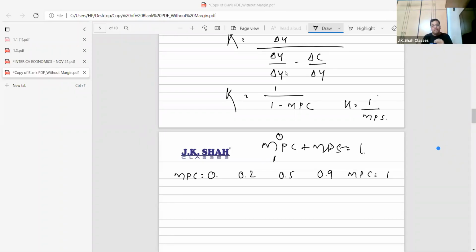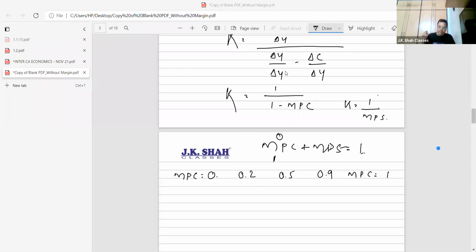MPC maximum can be 1. Minimum it is 0. Why are we studying this? Please understand, we are studying this because your value of MPC will determine the value of K.